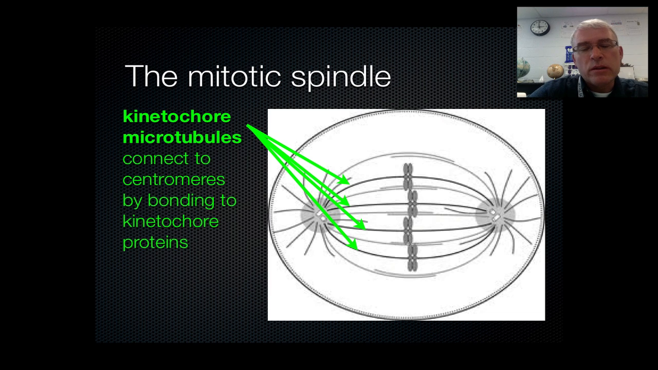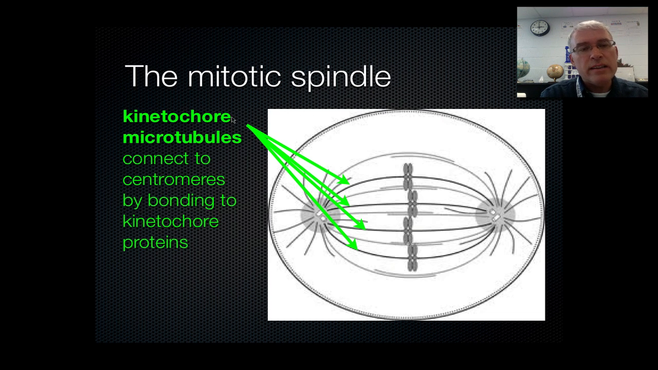Now, the mitotic spindle is an array of microtubules that grow and develop inside of a dividing cell, and their job is to move the chromosomes around and to change the shape of the cell to facilitate the whole process of a cell dividing. Now, there are two parts of the mitotic spindle.